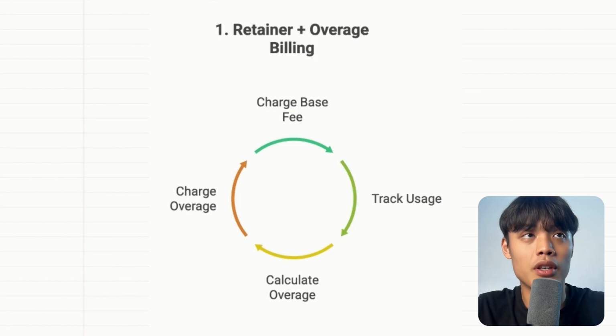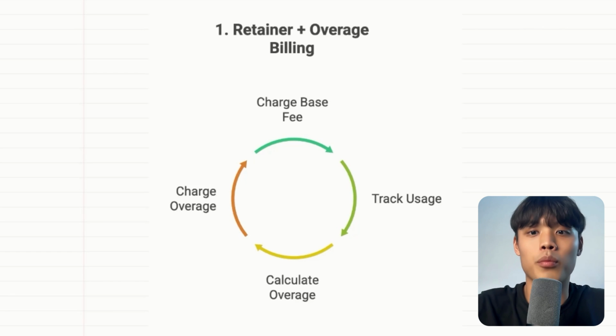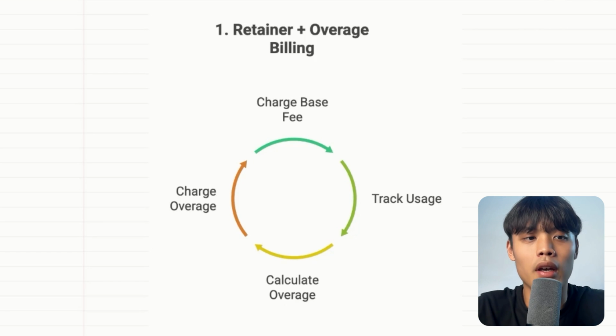So before diving into the product and showing you how it works, from connecting your Stripe to charging your clients, let me just walk you through all these three different models that our platform supports. And the first model is retainer plus overage model. And this one is super simple, and I'll say this is the most commonly used pricing model in this voice AI agency space. And here's how it works.